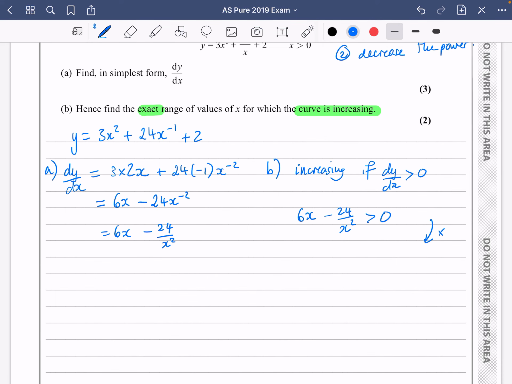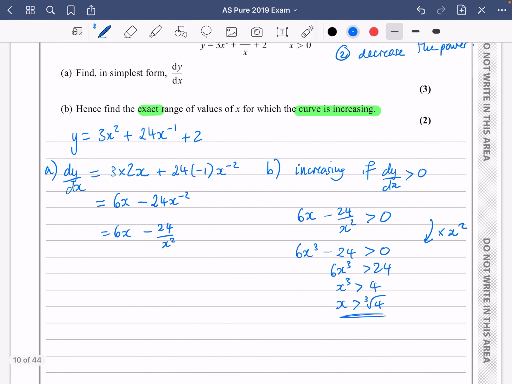The first thing I'm going to do is try and get rid of this divided by x squared, and I'm going to do that by multiplying by x squared, so that I get 6x cubed minus 24 is greater than 0. I'm going to add the 24 to the right hand side. I'm going to divide by the 6, and then I'm going to take the cube root of both sides so that I get that x is greater than the cube root of 4.